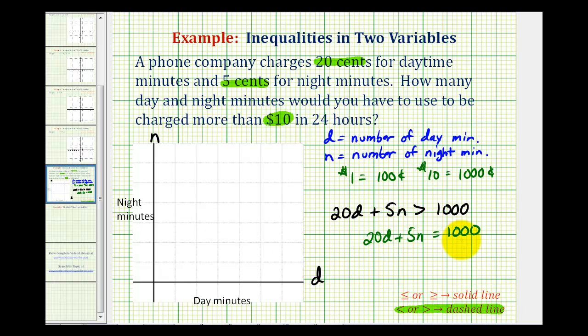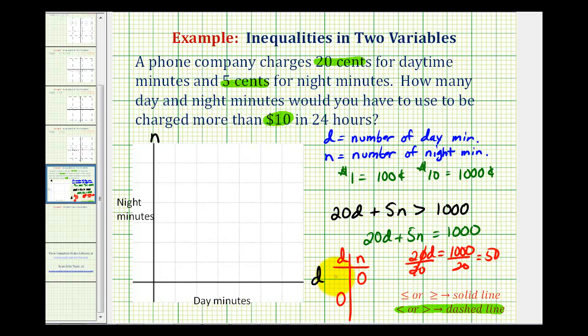And since this line is in standard form, let's go ahead and find the x and y intercepts to graph the line, or in this case, the D and N intercept. So to find the D intercept, we'll set N equal to 0, and then to find the N intercept, we'll set D equal to 0. So if we set N equal to 0, 5N would be 0, and we'd have 20D equals 1,000. Divide both sides by 20, and we have D equals 50.